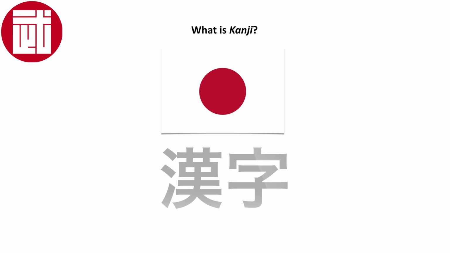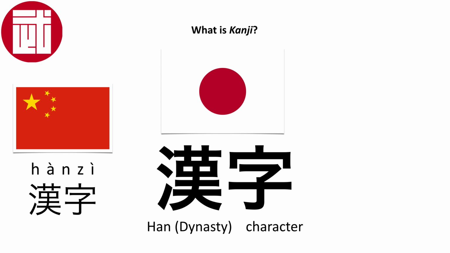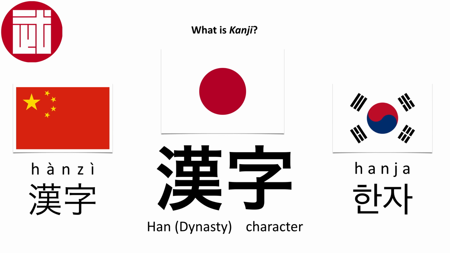As you may have already surmised, in Japan these characters are called kanji, which means Han Dynasty character, indicating that they were adopted during the Han Dynasty. In China, they're called hanzi. In Korea, they're called hanja. They're much less commonly used in Korea these days, but Japan and China still use them extensively.